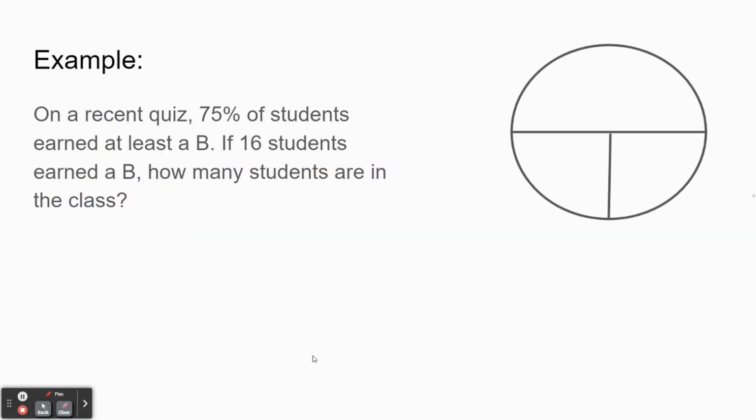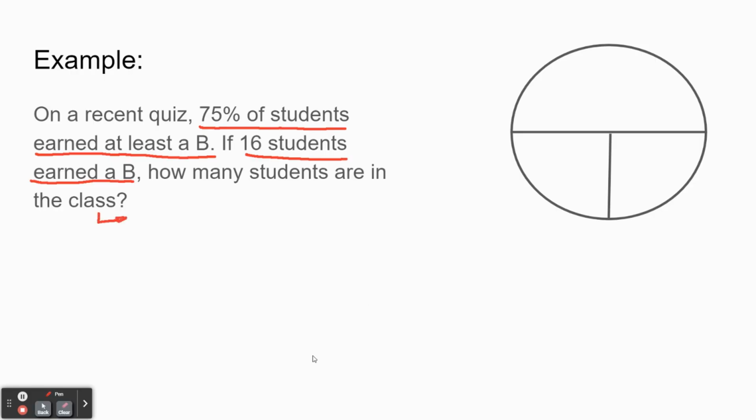So our example problem for today. On a recent quiz, 75% of students earned at least a B. If 16 students earned a B, how many students are in the class? Right off the bat, we know a couple of important things. We know that 75% of students earned a B, and we know that there are 16 students who earned a B. So 75% and 16 are the same thing in this case. We don't know, however, how many students are in the entire class.